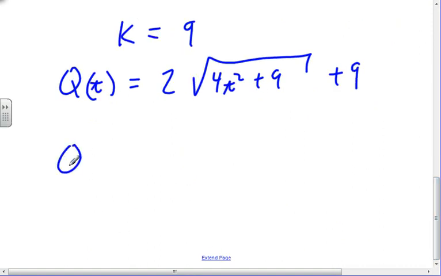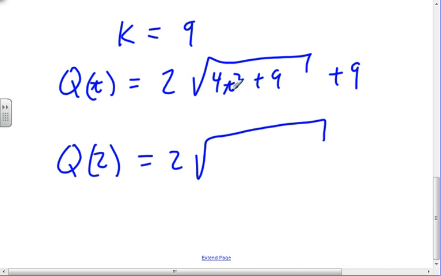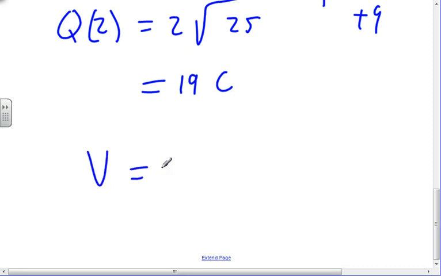Q after 2 seconds, which is what we're trying to do. Q after 2 seconds, 2 square root of 16 plus 9 is 25 plus 9 is going to be 19 coulombs. The voltage is going to be 19 coulombs divided by 0.1 farad, or 190 volts.